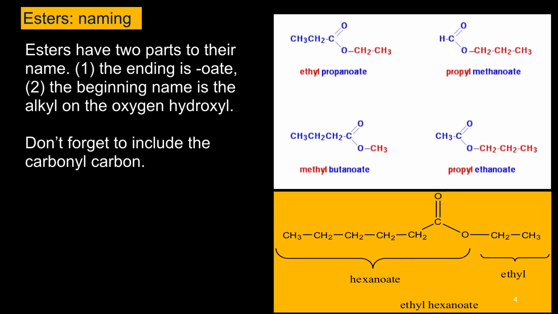The middle right molecule has 2 carbons in its carbonyl chain and a propyl for its alkyl group. It is called propyl ethanoate. Then the bottom molecule has 6 carbons in its carbonyl chain and an ethyl for its alkyl group. It is called ethyl hexanoate.